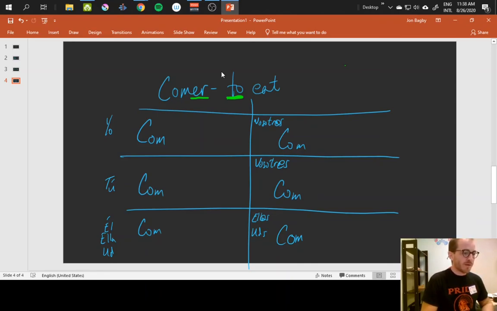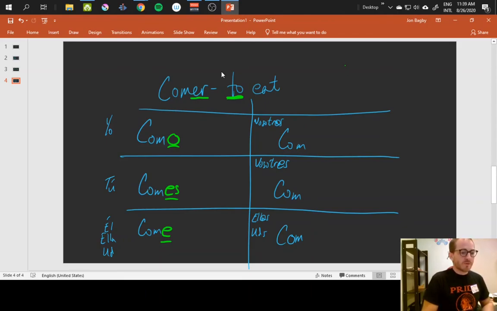So what we're going to do here is I have isolated the root in all of our forms here. The yo form, when I am eating, it's going to be yo, same thing as the AR verbs, yo como. All right, so the AR verbs went to AS. The ER verbs are going to go to ES. So tú comes. AR verb went to A, and then the ER verb is going to go to E. All right, so él, ella, usted come.